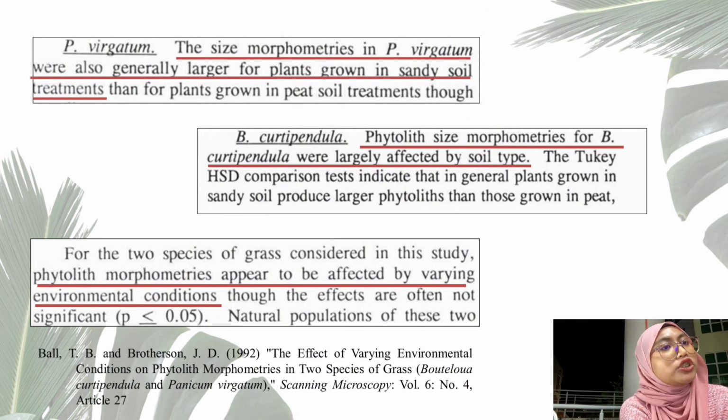The next example shows that phytolith sizes can be influenced by the soil type. If the plant grows in preferable environmental conditions, the phytolith sizes will grow much larger than those of plants that grow in soil that they do not prefer. So these references and case studies show us that phytolith sizes can be influenced by environmental conditions.